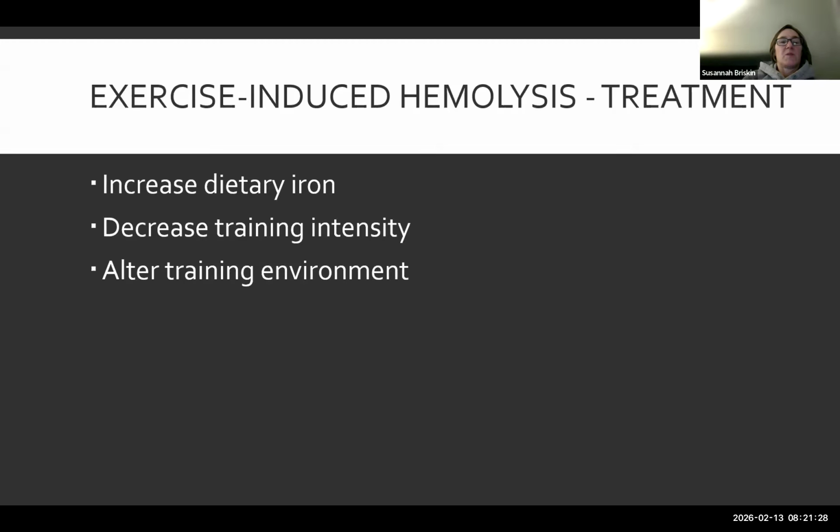Again, what do you do for these people? You increase their dietary intake, you supplement them if you have to, but they're usually not horribly low. You can decrease training intensity. Most people don't want to do that, but the other thing to think about is altering the training environment so that you're changing the training surface. So if somebody's a consistent concrete runner, you may want to think about switching them over to a softer surface.